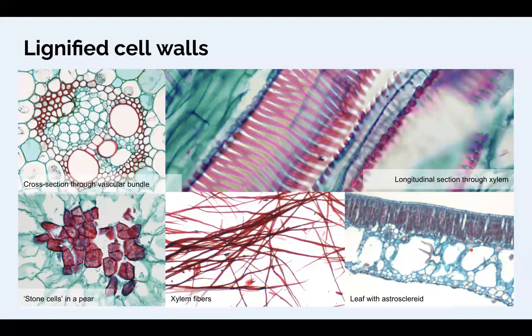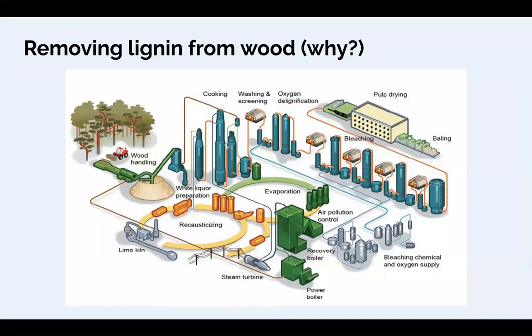So if any part of the plant needs stiffness, lignin could be the molecule for you. Lignin also comes up in a kind of chemical context. So we talked about cellulose and the fact that cellulose is a big component of paper. And what I find kind of interesting is that we have wood as the source of our paper.